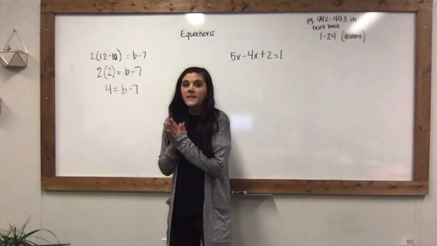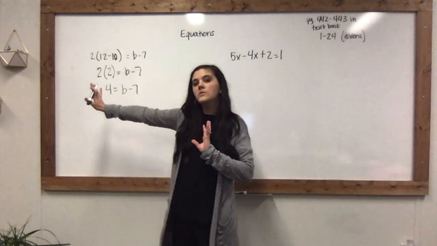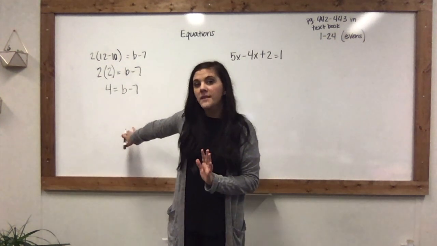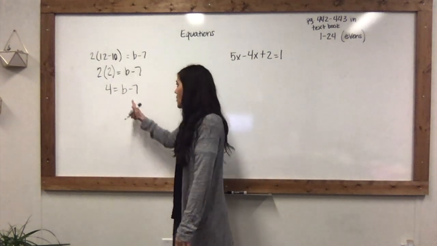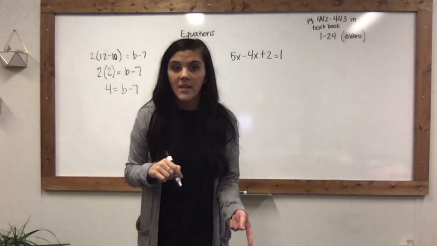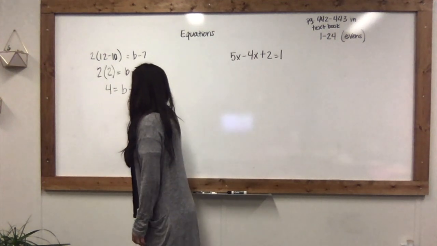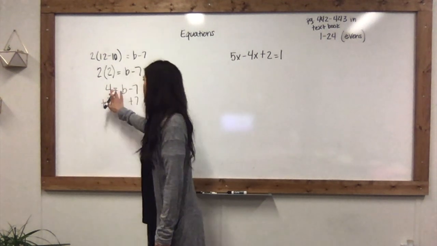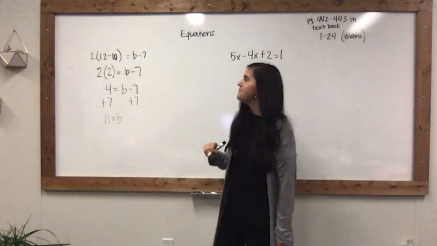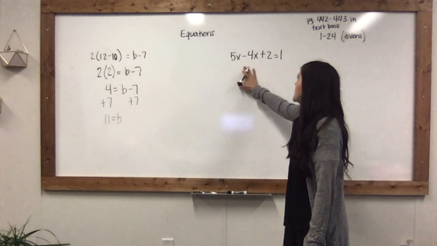I want to isolate my b here. The variable doesn't have to be on the left side of the equation. We can leave the variable on the right side. So in this problem, we're going to do that. So I'm going to move this 7 over here. It's a negative 7, so the opposite of a negative is going to be a positive, or we're going to add it. So I'm going to add 7 to this side, and I will add 7 to this side. So 4 plus 7 is going to be 11. So b equals 11.